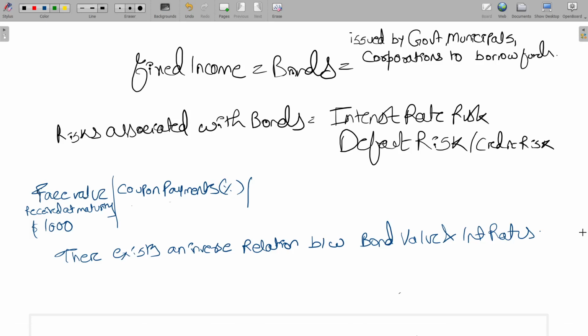Hey guys, so today we'll be talking about fixed income bonds and the relationship with the market interest rates, and we will talk about at par, below par, and above par.